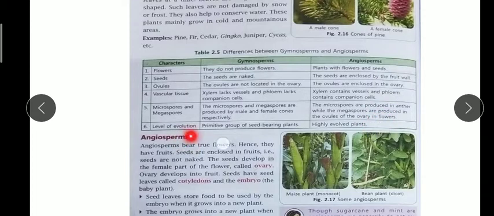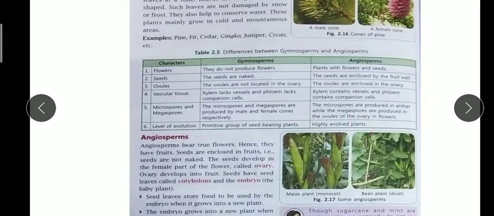Level of evolution. Gymnosperms are very old, primitive, seed bearing plants where the seeds are naked, not enclosed with a membrane, whereas angiosperms are highly evolved plants. Over a period of time, they evolved and have grown, and they have true roots, stems and leaves.